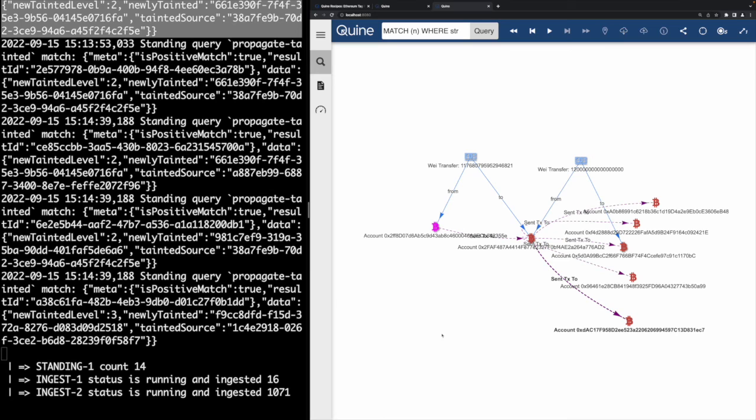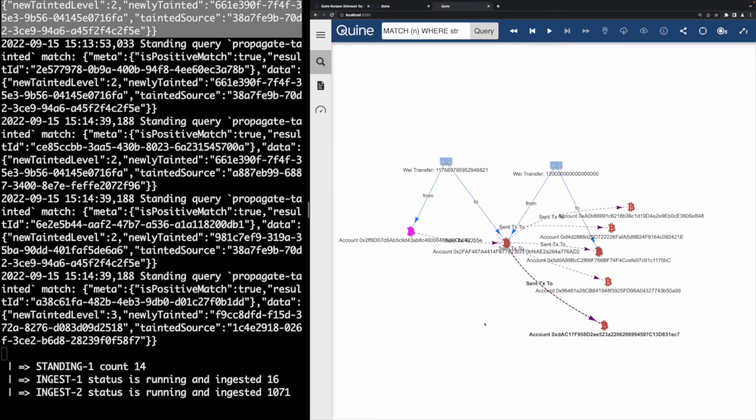There's some more results. As all of that happens, Quine behind the scenes is doing the matching, finding results, and taking action based on whatever pattern has been defined. So this is just one example of a recipe built to use Quine and the streaming graph capabilities that are new in this space.